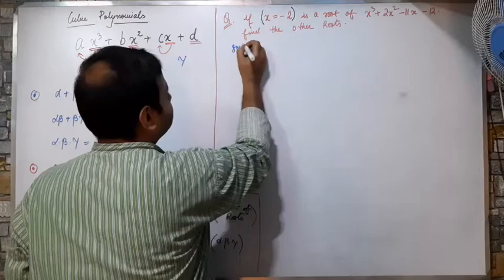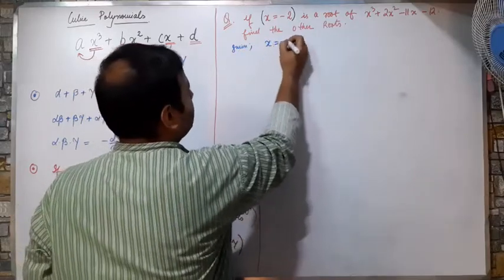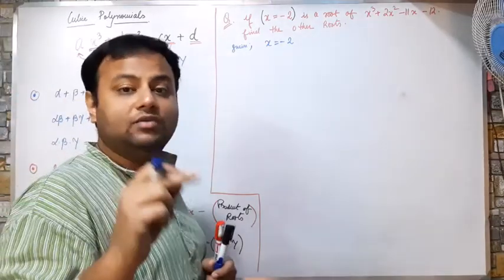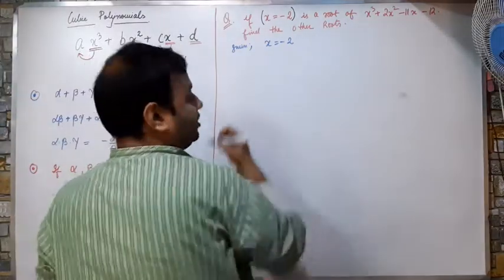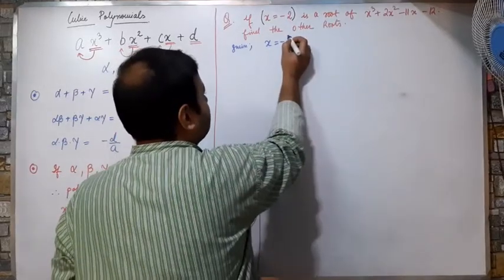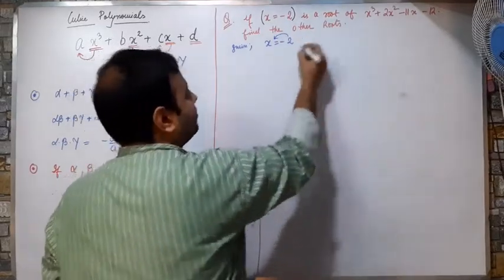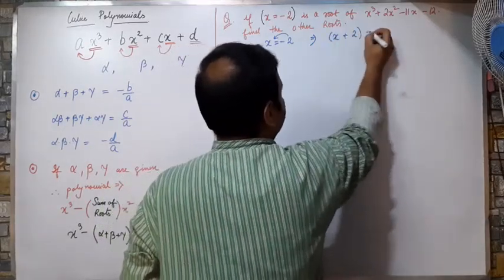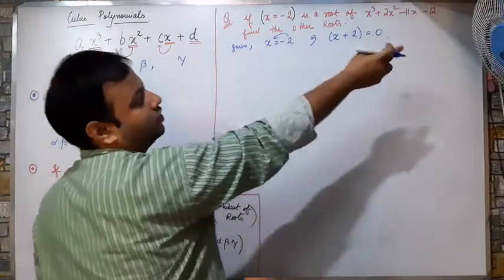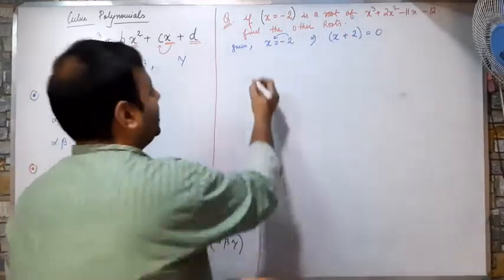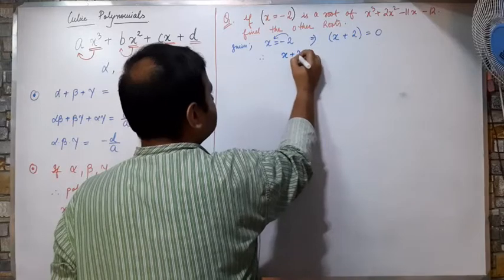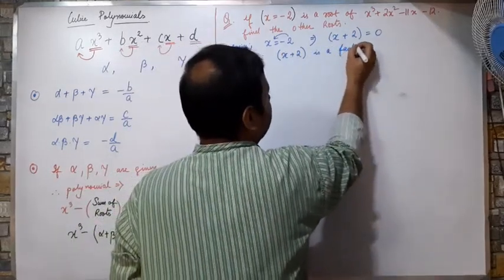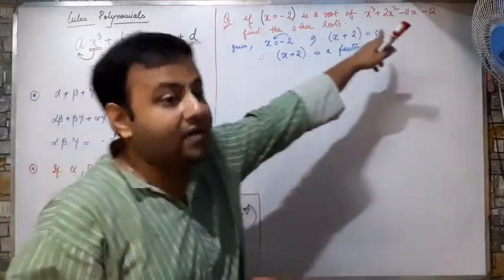Given x equals to minus 2. If it is a root, if it is a 0, you have to convert it into equals to 0. So therefore equals to 0 कैसे करेंगे? By shifting this value from इधर to इधर. इसको इधर ले आएंगे. So I will get like this: x plus 2 equals to 0. हमको एक तरफ 0 आ गया. So therefore x plus 2 is a factor. Factor means x plus 2 can divide that polynomial.